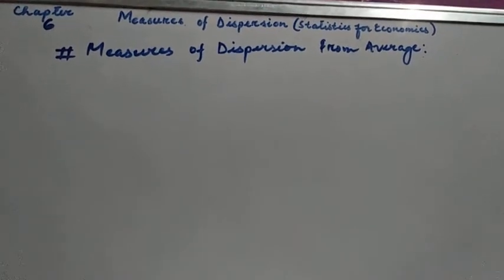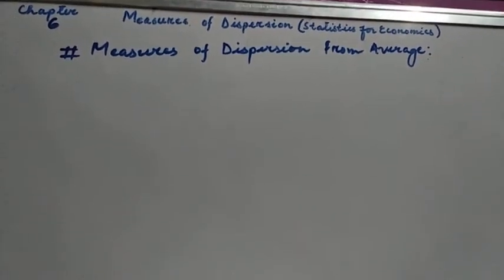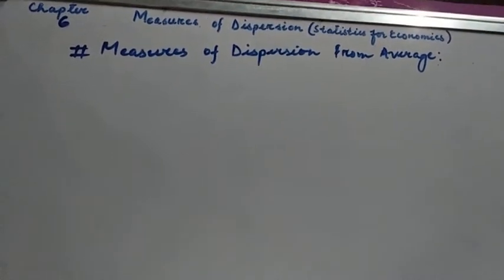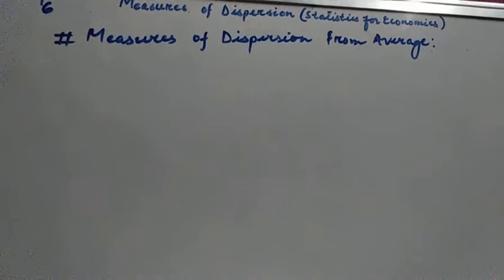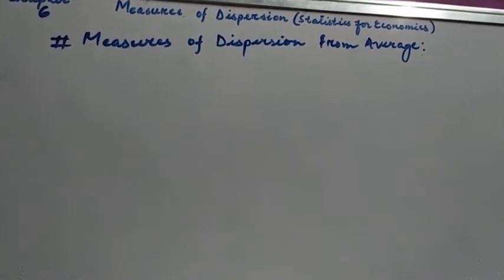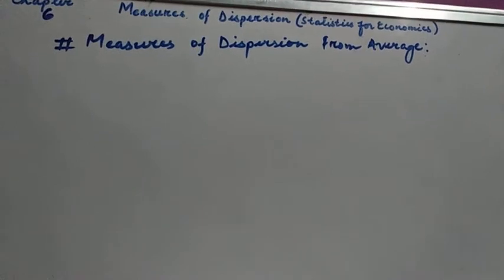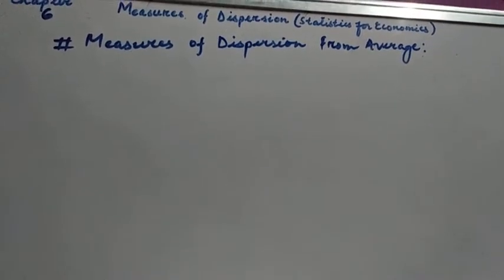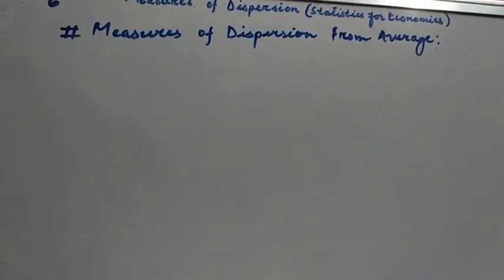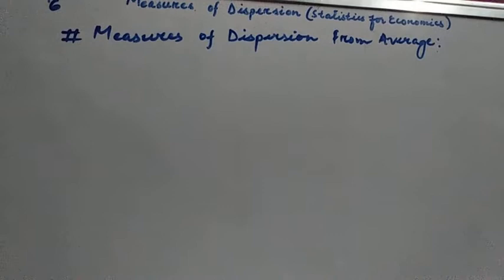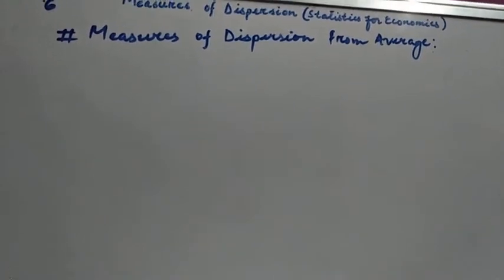So two measures which are based upon deviation of the values from their average are mean deviation and standard deviation. How much the values differ from their averages is measured particularly by these two measures, that is mean deviation and standard deviation, that we are going to discuss.